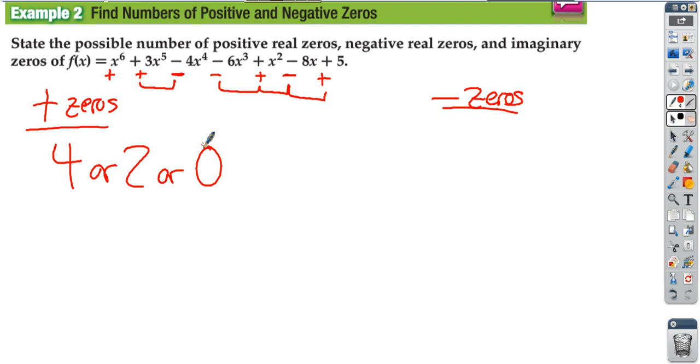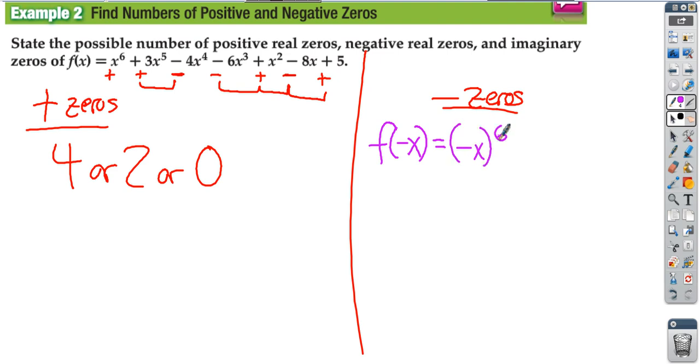So we're asking for positive real zeros. We'll get to imaginary zeros in just a sec. For negative real zeros, what we need to do is slightly more involved. We need to plug in negative x for all these things up here that have x in them, and see what happens when we do that.